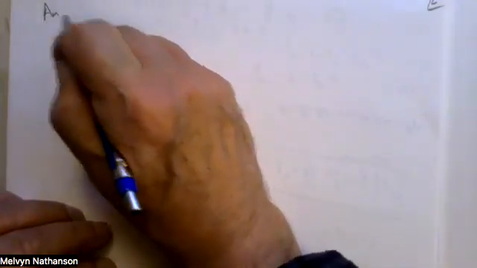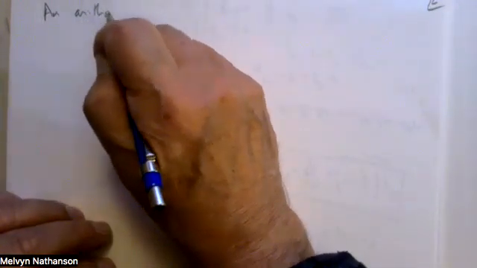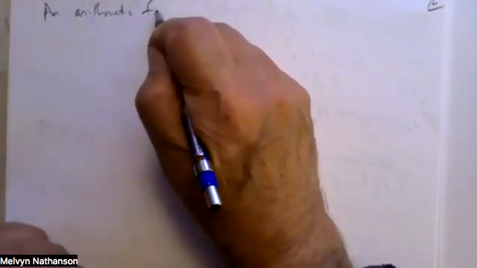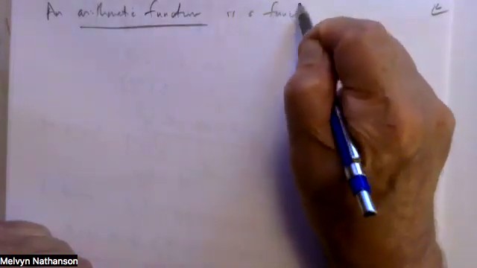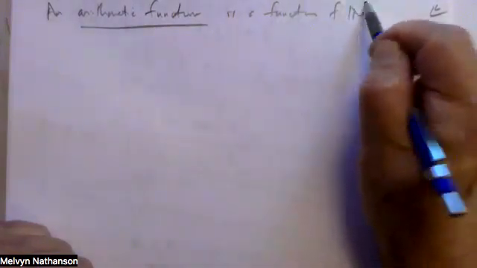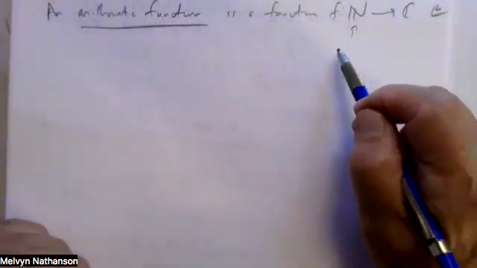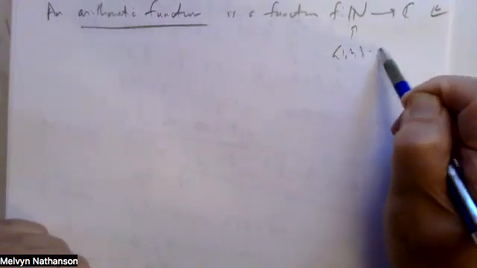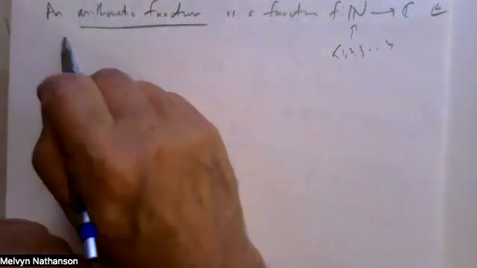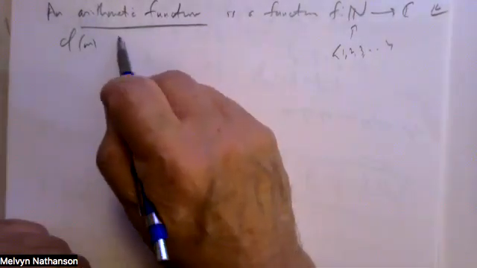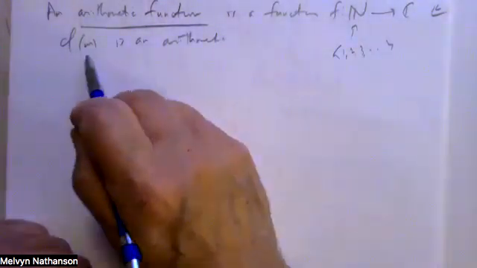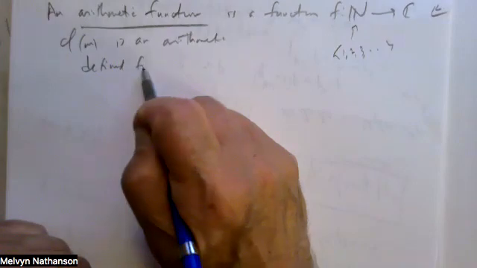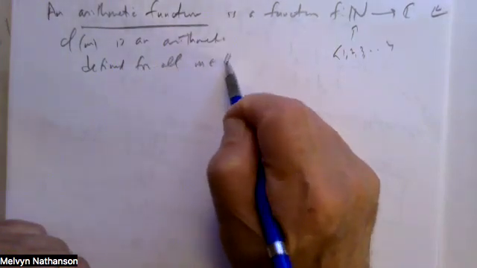So what we call an arithmetic function is a function f whose domain is the positive integers. It can be real or complex valued. So for example, phi of m is an arithmetic function because it's defined for all positive integers m.